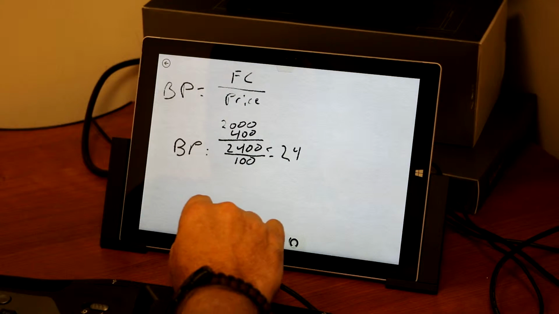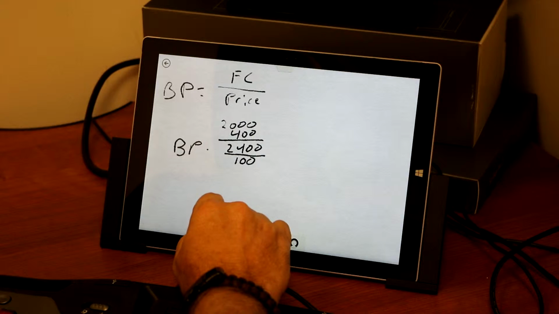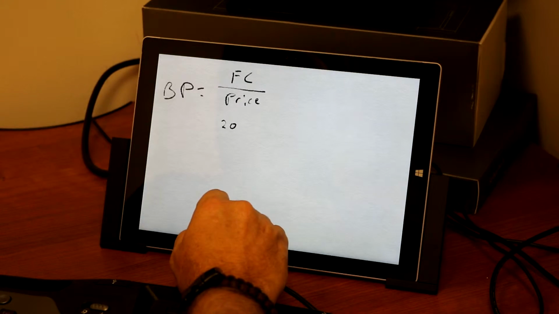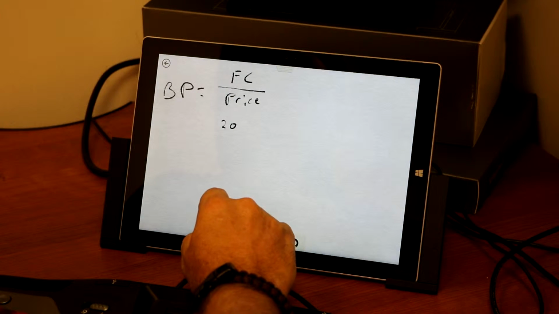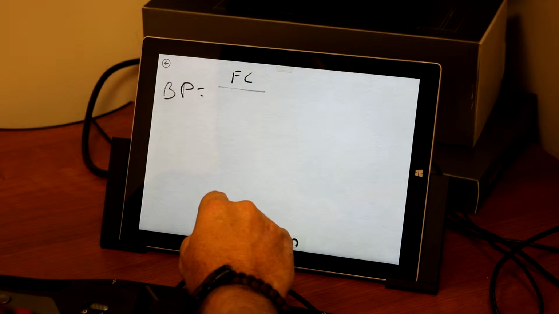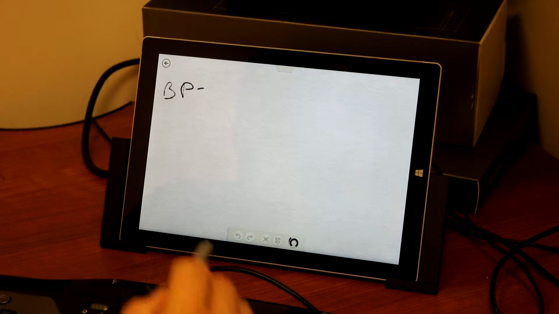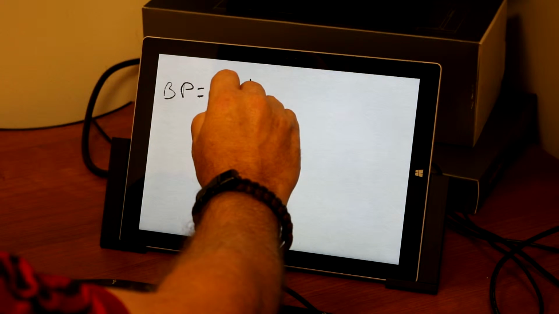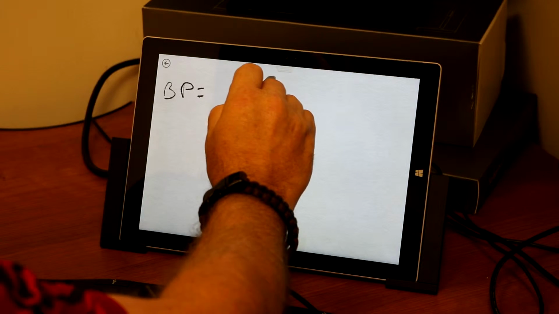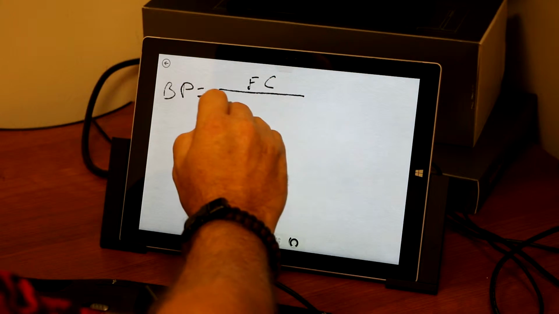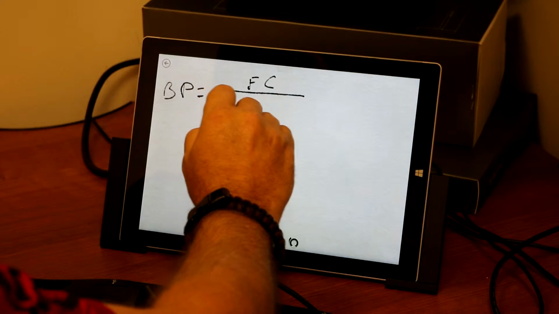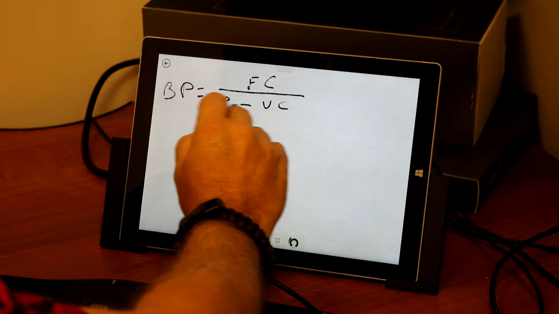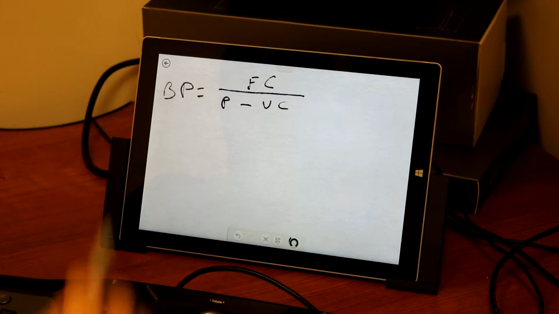Now, let's erase all this. That's not a super efficient way to get it done, but we'll do that. Alright, that's good enough. And we'll talk about the actual formula for break-even point, which is fixed cost divided by price minus variable cost. And this is price per unit, variable cost per unit.